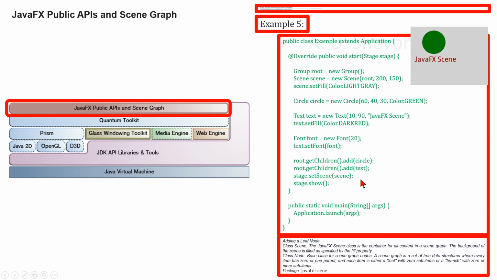Here the class Circle is a subclass of class Shape, and class Shape is a subclass of class Node. Here the class Text is a subclass of class Shape, and class Shape is a subclass of class Node.